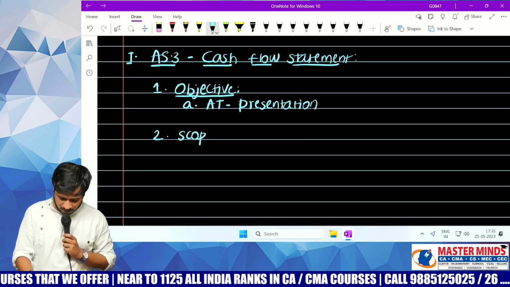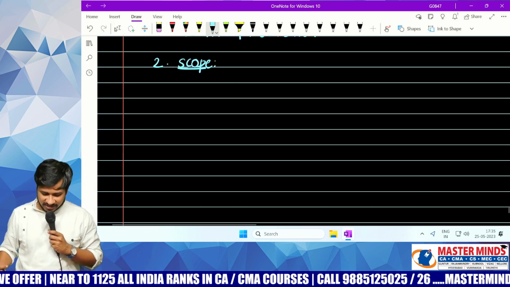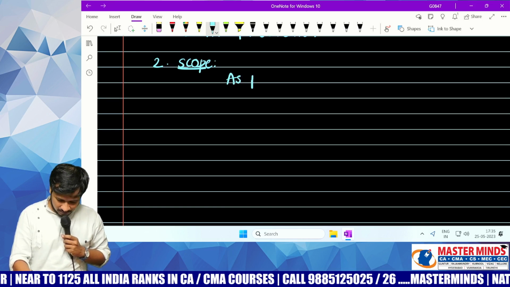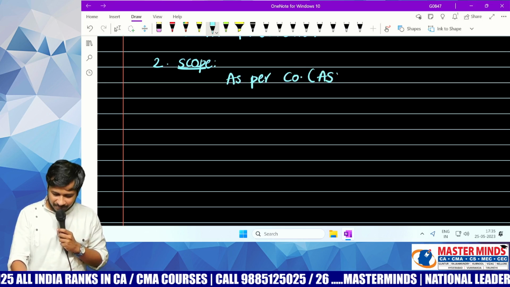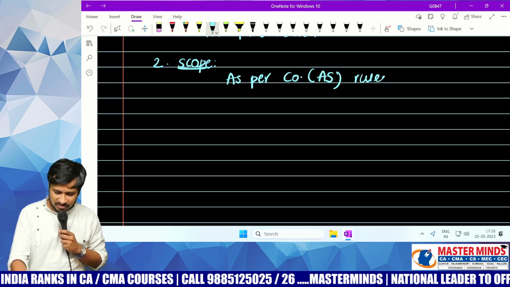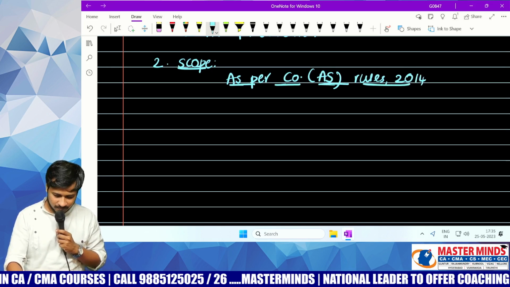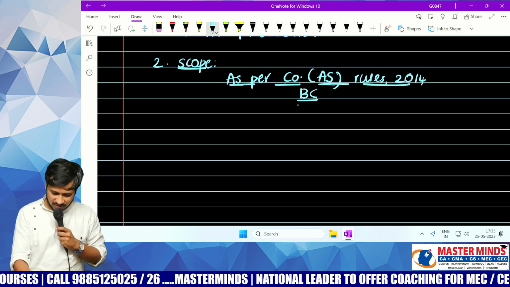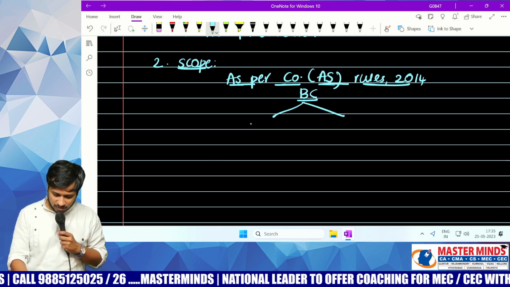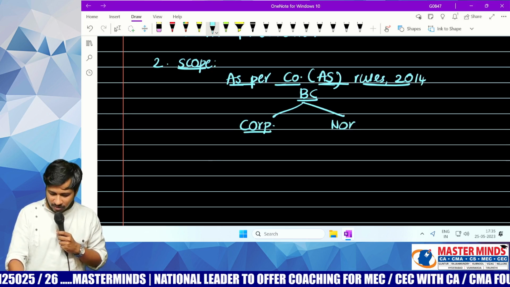Next, second one, scope. Just check out on the screen first. As per Companies (Accounting Standards) Rules 2014, BC. What do you mean by BC? Business concerns are divided into two types. What are those two types? Corporate entities and non-corporate entities.